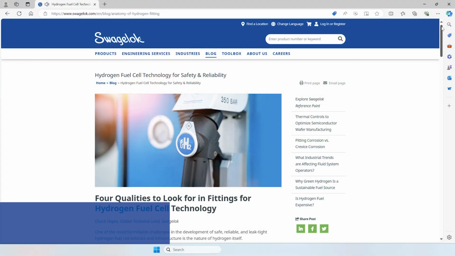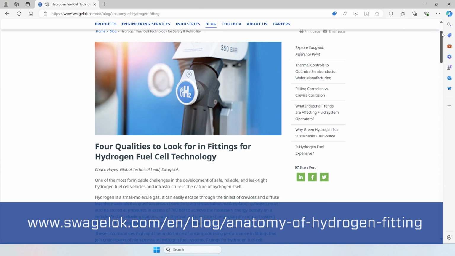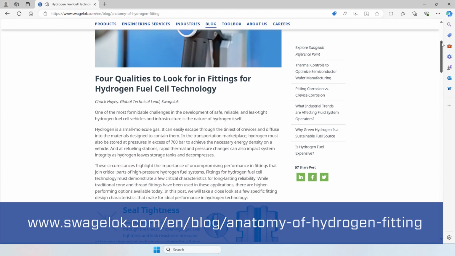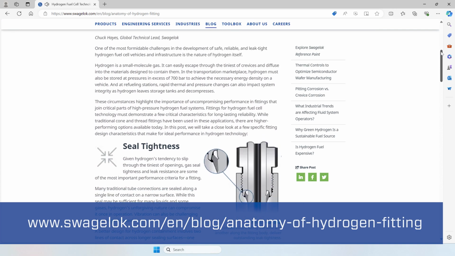So in the end, we think the Swagelok tube fitting is a much, much better solution. And we have a lot of discussions talking about the comparison between that cone and thread technology and the Swagelok technology available on the Swagelok website as we talk about choosing components. So that's a great place to learn more.